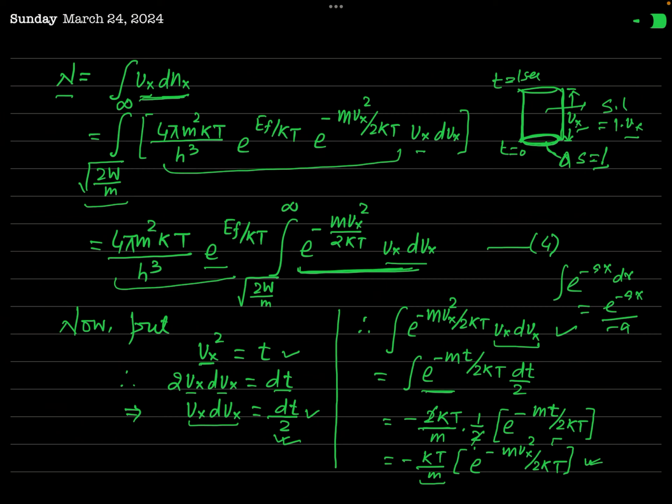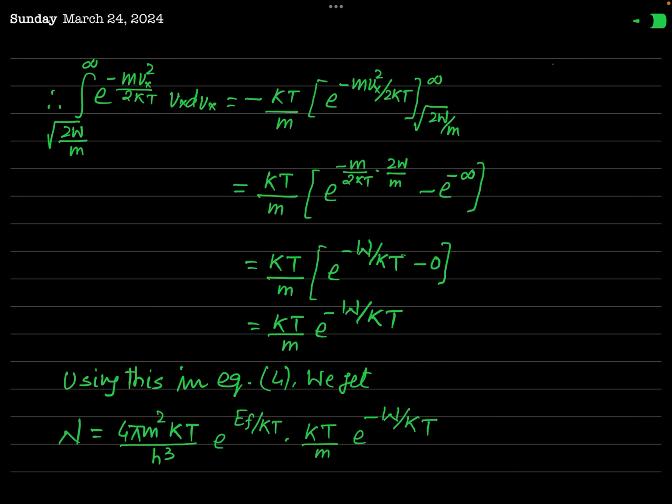Now let us substitute the limits. Limits are square root of 2w by m and infinity. So when you put in the limits, what will be your result? This will be minus kt over m e to the power minus mvx square over 2 kt, and these are limits. Now put the limits. Since there is a minus here, the minus will become plus when the limits are interchanged. So I have written plus kt by m, but first of all I have substituted the lower limit because the minus has been made plus. So this is e to the power minus m by 2 kt, and at the place of vx you have to write this lower limit. Since there is a square, this will be 2w by m.